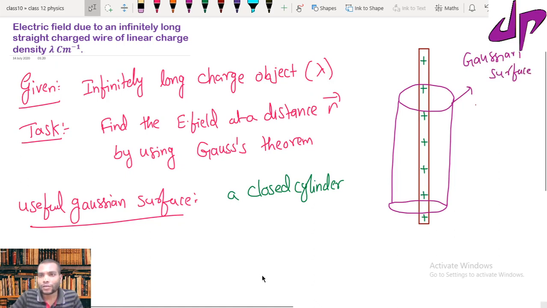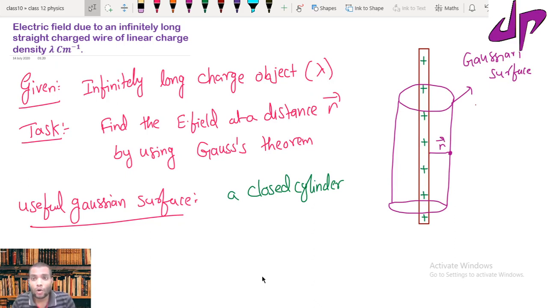Now I would like to find the electric field at a given point. So this point is at a distance r from the charge distribution. I would like to find what the electric field is due to this infinitely long charged object.